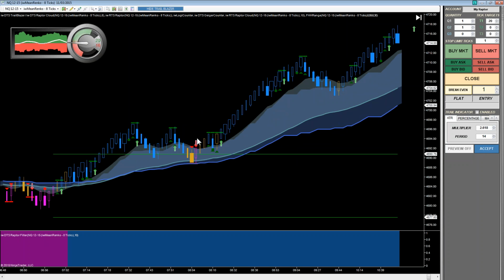Hard edge bounce. This is actually what we call a double pullback. So it moves twice into the cloud, comes out of the hard edge, produces a buy signal. That's one of our high probability signals on the Raptor.